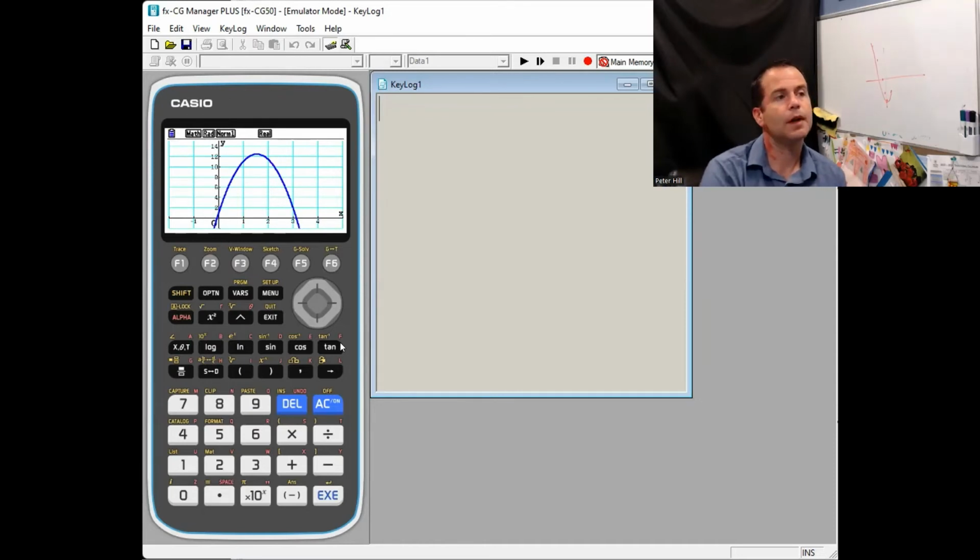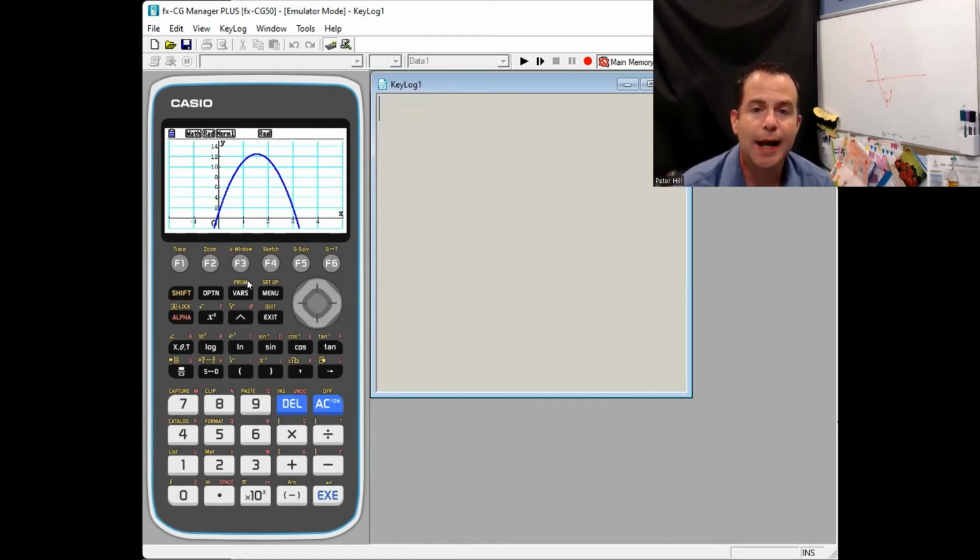Now, just for clarification, because I was pressing buttons without talking, after you adjust your window settings, you just press exit and redraw. Okay, and then for TIs, you have a window button. You can do the same thing, and then you just go back to pressing the graph button to get back to your picture.